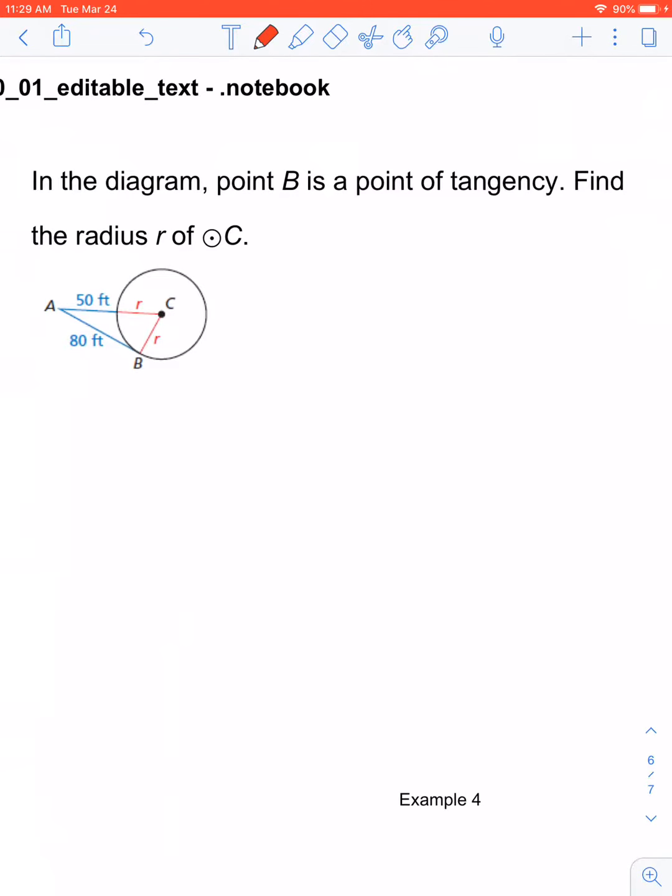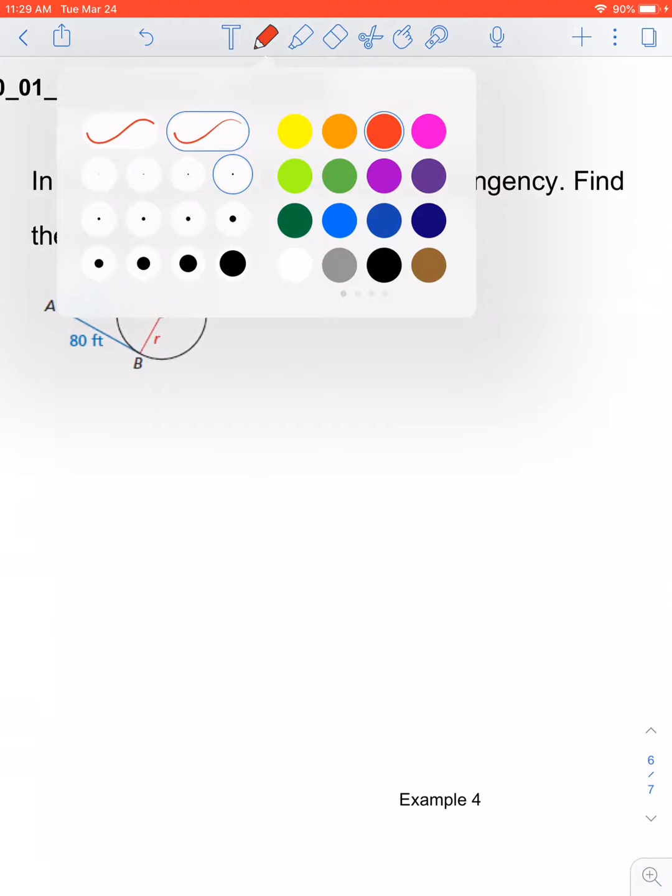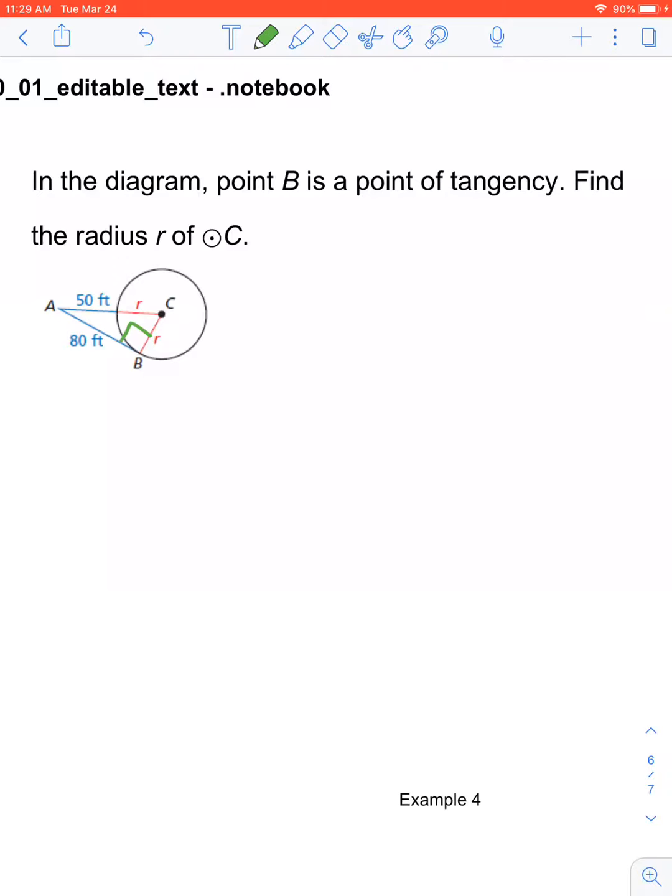Second type of problem. There are several of these on the homework. This is really just an algebra problem. Once you get the hang of it, it's good. It says in the diagram, point B is a point of tangency. That information tells us that that is indeed a right triangle. They want you to find the radius R of circle C. All right, so let me erase that. Okay, here's what's going on. This is a leg. This is a leg.